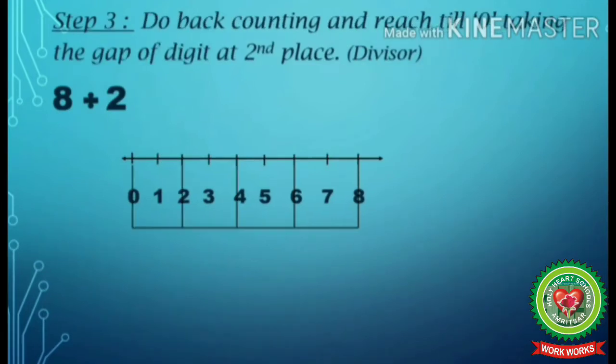Our third step is to do back counting and reach till 0, taking the gap of the digit at the second place. Now children, as we have done in step 2, again you will take 2 gaps and reach 0. After 6, go back 5, 4. 2 digits, draw a line, join with scale. Then after 4, go back 3, 2. 2 digits, draw a line, again join with scale. Now go from 2 till 0: 1, 0. 2 steps, draw a line, join with scale.